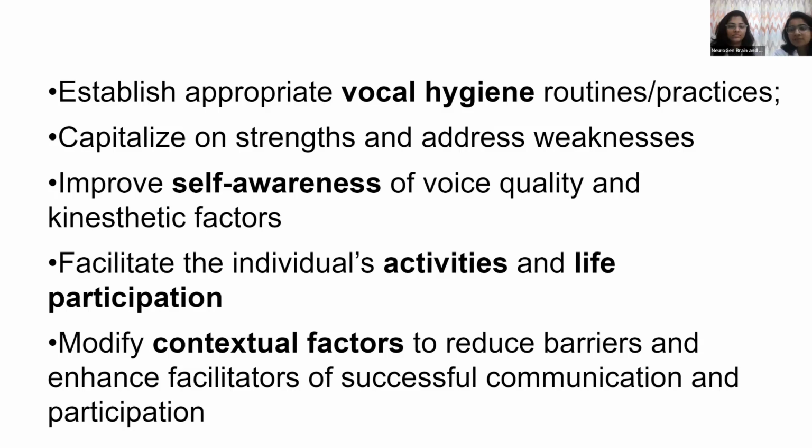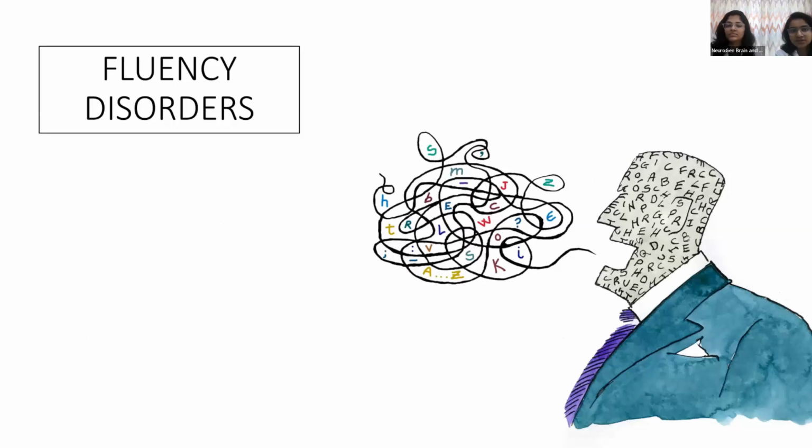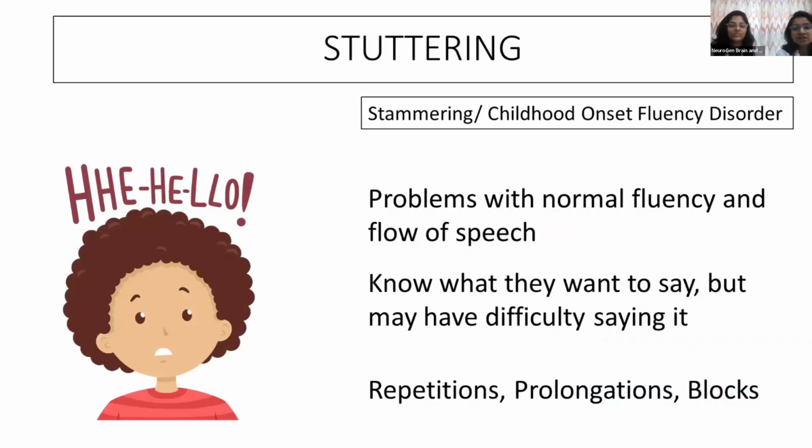Moving on to the second category in speech disorders, that is the fluency disorder. Here, fluency disorder can be mainly classified into stuttering and cluttering. Individuals with stuttering will have issues with the normal fluency as well as the flow of speech. And stuttering is colloquially known as stammering, whereas in the DSM, it is referred to as childhood onset fluency disorder. And these people might know what they want to say, but they may have difficulty saying it.